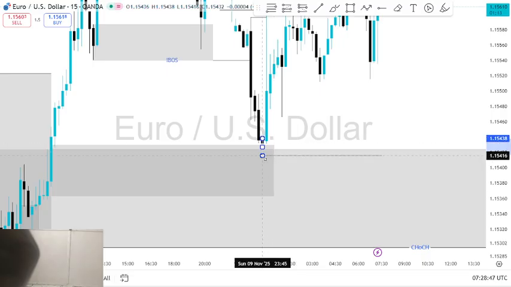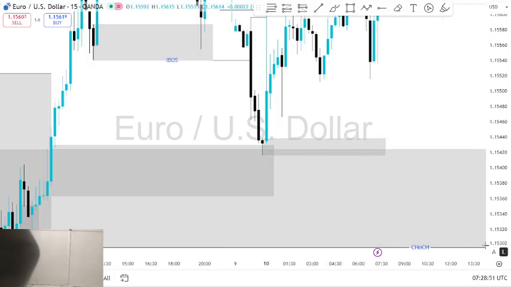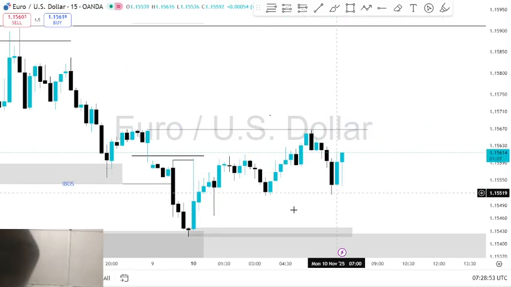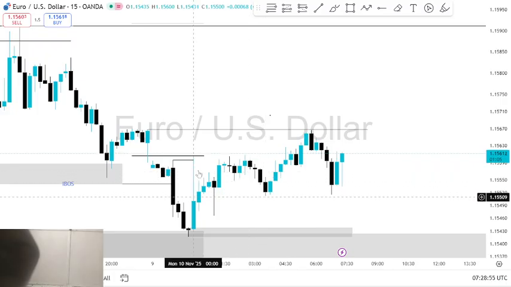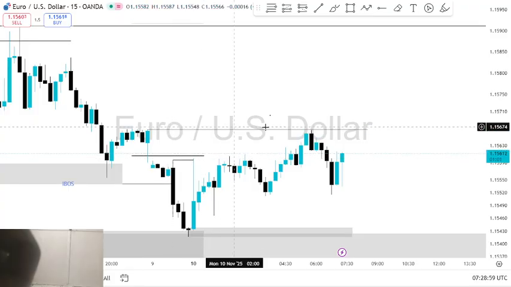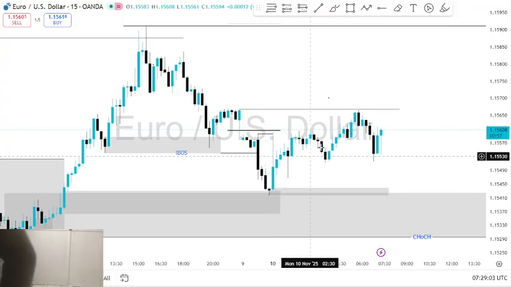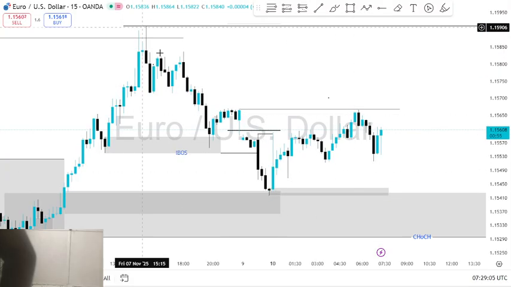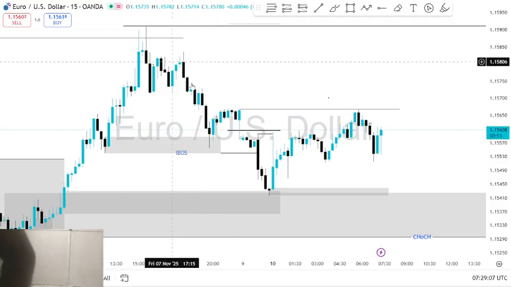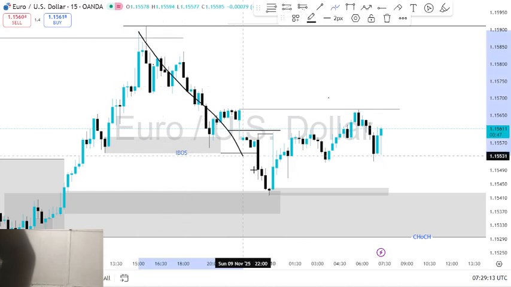Still, you have to keep in mind that this is a 4-hour change of character, 4-hour strong structure that we are trading from. So here you can see this one is the internal structure. This is the internal structure. So we have this internal structure that led to a break of this structure. This is the internal, this one internal move.